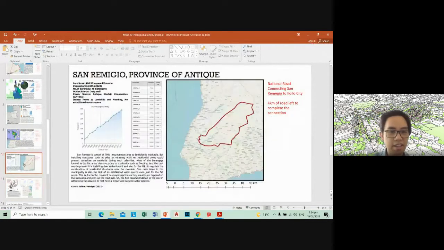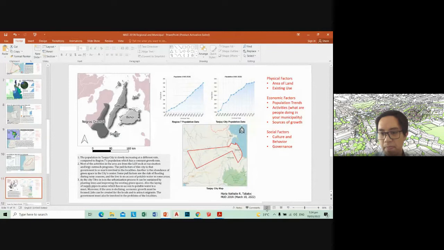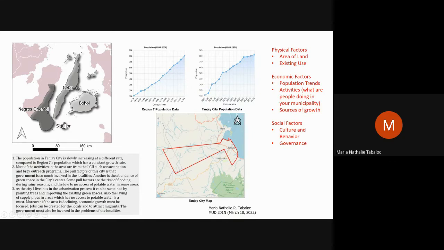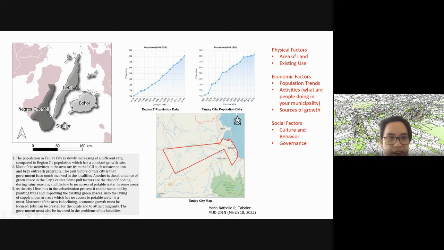So thank you for that, Crystal. Let's move on to the next one. So Maria's map here shows Tanhai City in, yeah, that's my first. Maria, where is Tanhai City? Negros Oriental, sir. Okay, near Dumaguete. Okay, gotcha. Sige. And then let's see, I'll just quickly read this for everyone. The population of Tanhai City is slowly increasing at a different rate, compared to Region Seven's population, which has a constant growth rate.